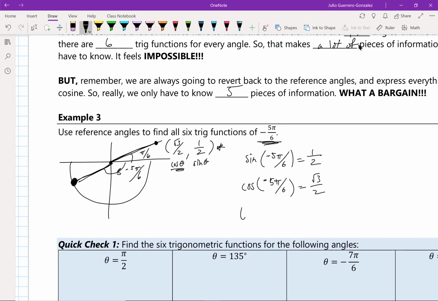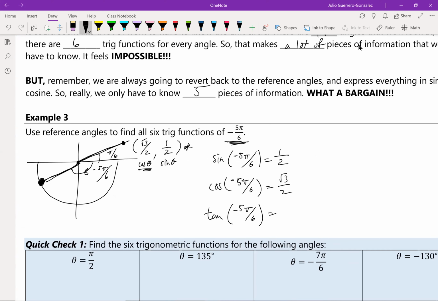Tangent of minus 5 pi over 6 is sine divided by cosine. So negative 1/2 divided by negative root 3 over 2. And if you do this right, you'll get root 3 divided by 3.